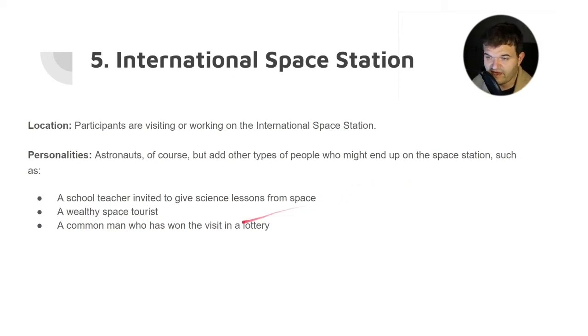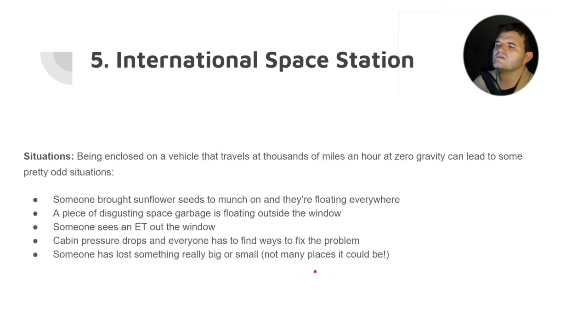So if you have students with a higher level of English ability, then you can do this. The examples we have here: a school teacher invited to give science lessons from space, a wealthy space tourist like Richard Branson, or just somebody who won the lottery. So everybody has a character. They're not just playing a man. They're playing a rich man, or a poor man, or a science man. So everybody's in the space station, and you're floating around. You're pretending, of course, but you're floating in space, in a microgravity situation.